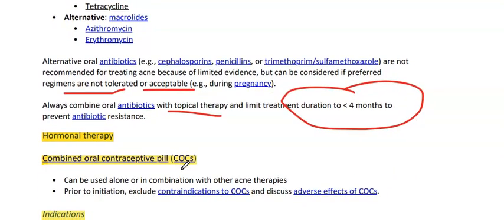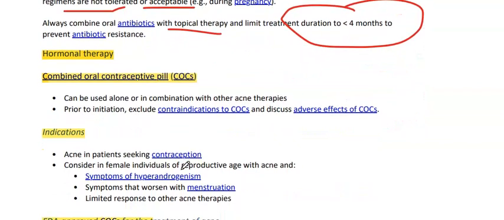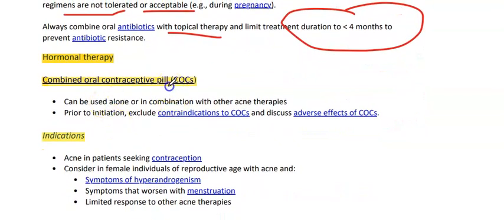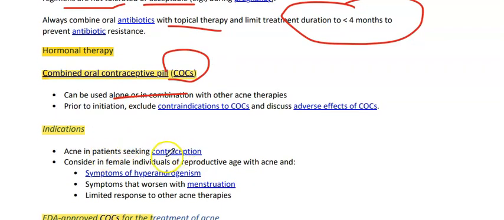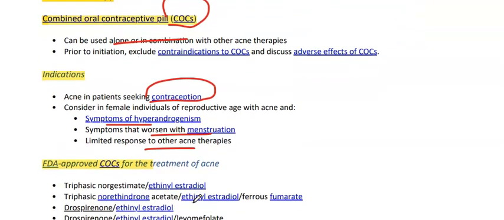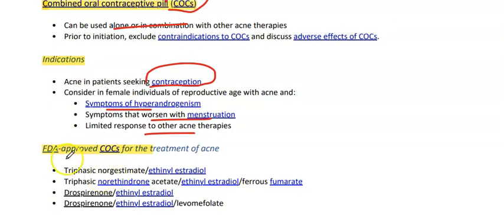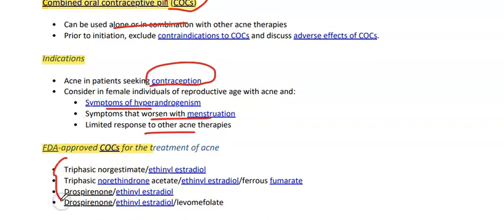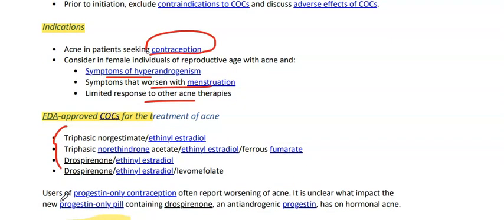Now we have hormonal therapy. In hormonal therapy, combined oral contraceptive pills can be used alone or in combination with other agents. What are the indications? Acne in patients seeking contraception. Consider in female individuals of reproductive age with acne and symptoms of hyperandrogenism, symptoms that worsen with menstruation, and limited response to other acne therapy. These are different combinations which are FDA approved, and this can be given to the patient.